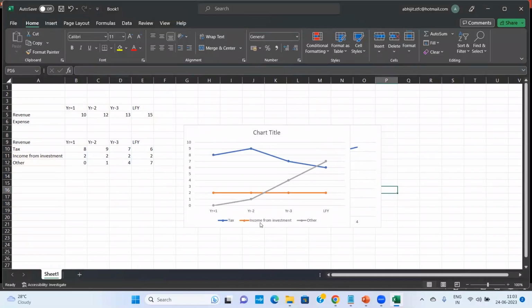This is tax, this is income from investment, and this is other. So your other income is growing like anything, and your tax income is coming down like anything, whereas your income from investment is fixed. See, it's coming like this, right?